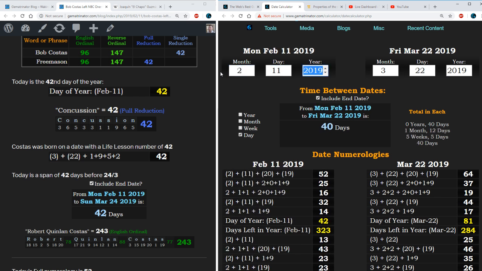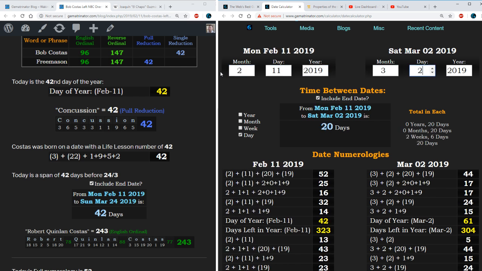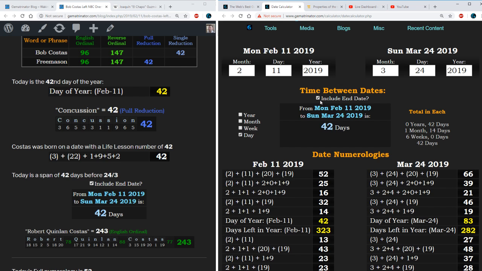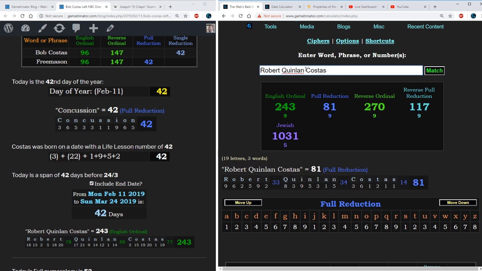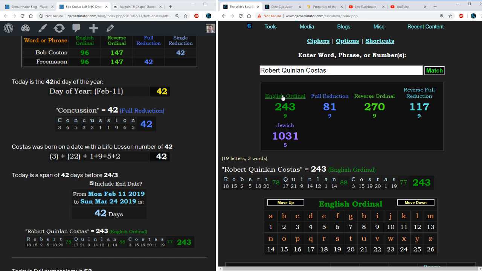Another thing that stands out about the date of this article: if you fast forward 42 days from February 11th, you get the date March 24th, which is written 24/3 internationally. Bob Costas' full name is Robert Quinlan Costas, which sums to 243 ordinal, and the only date you can get from this number is the 24th of March.